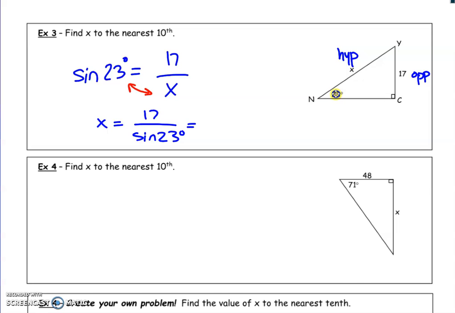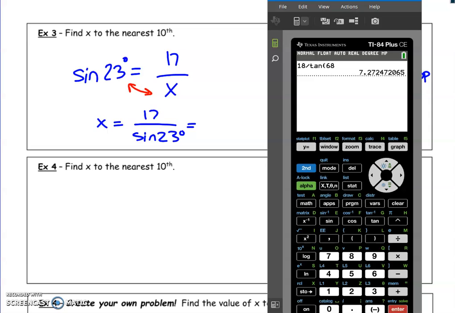Let's see what the calculator gives us there. 17 divided by sine 23. 43.5.